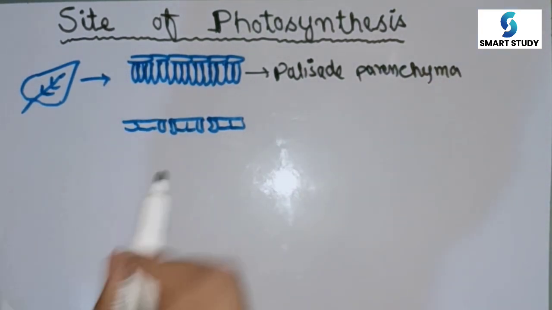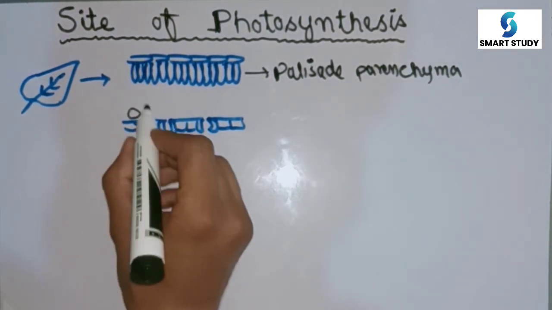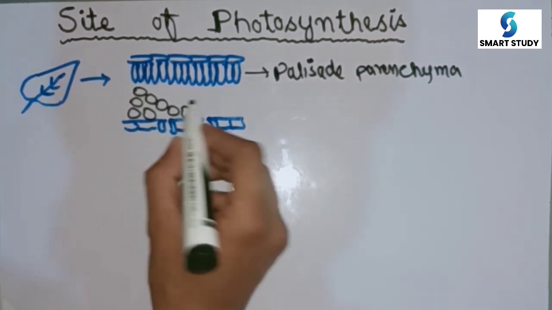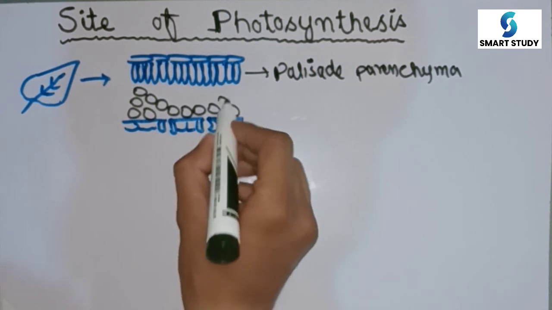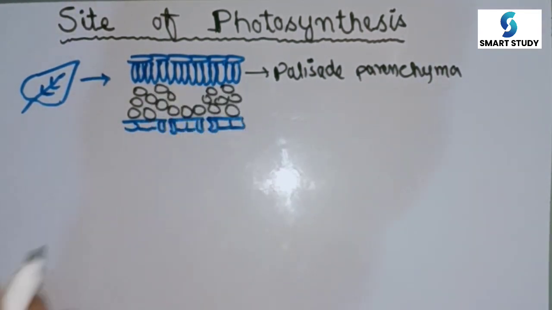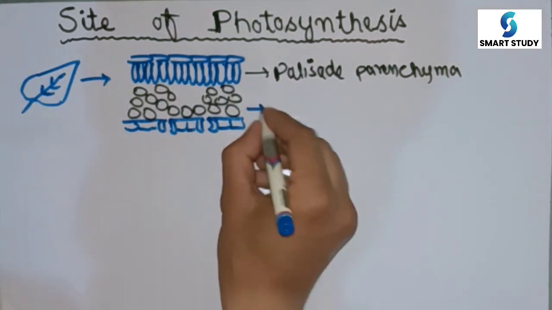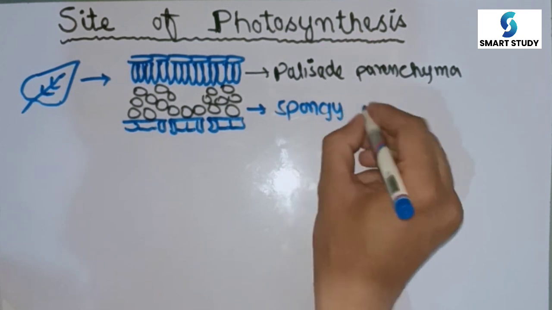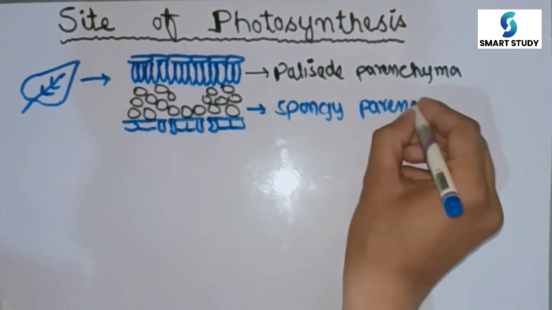And the cells which are present near the lower epidermis, these are spherical cells. They are also parenchymatous cells, but they are different in their structures. They are known as spongy parenchyma.